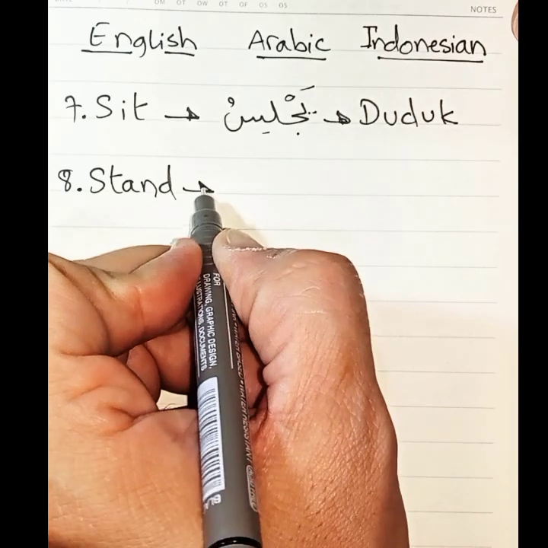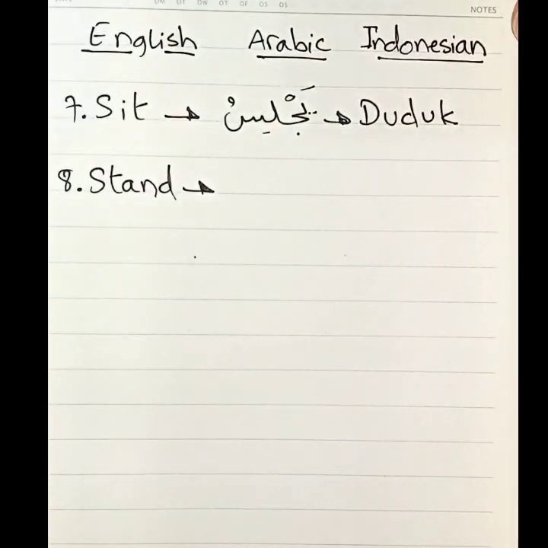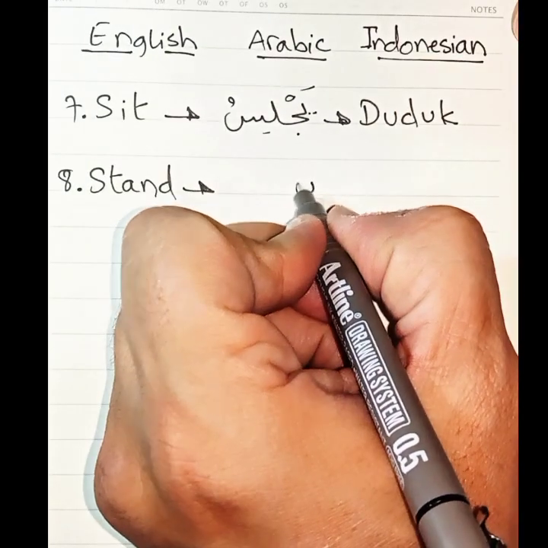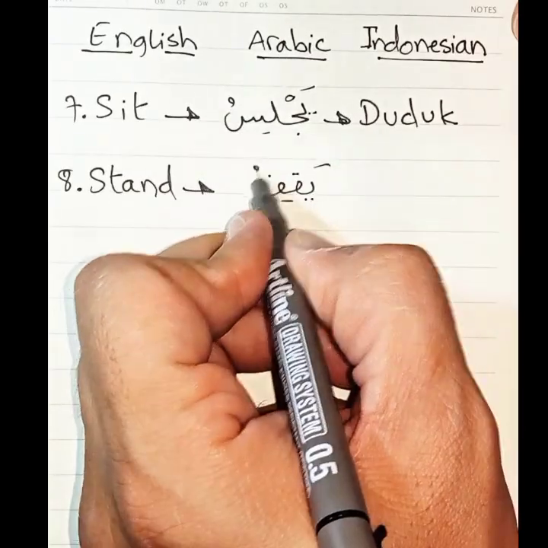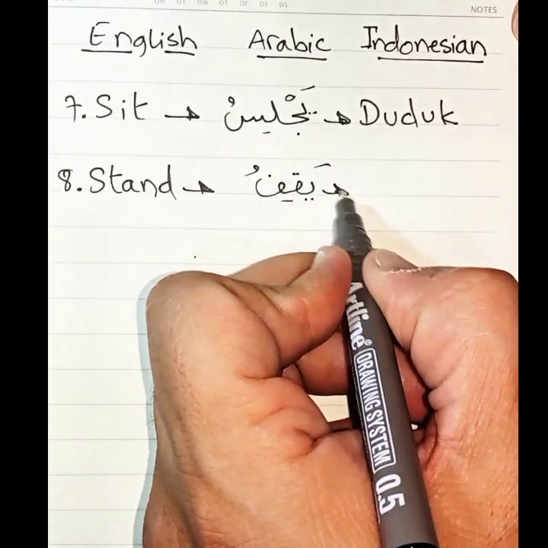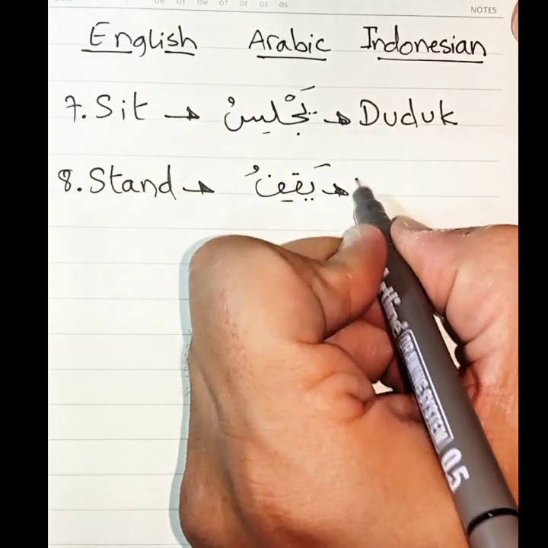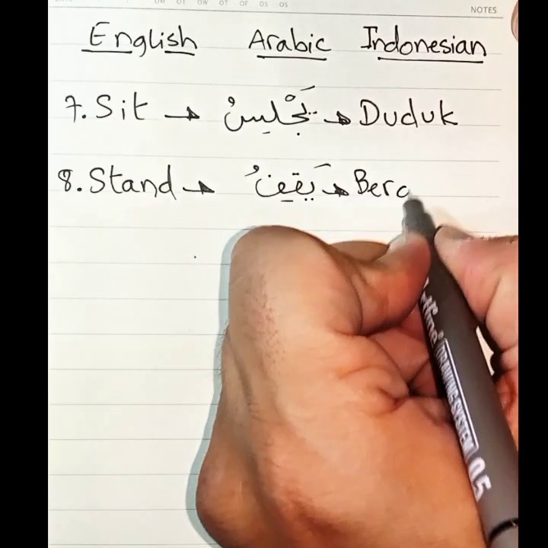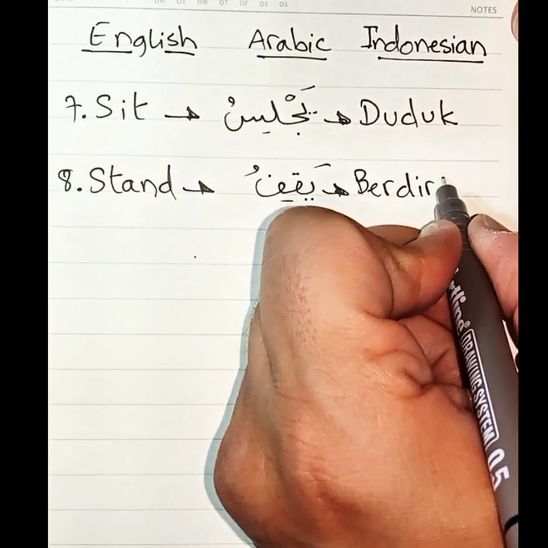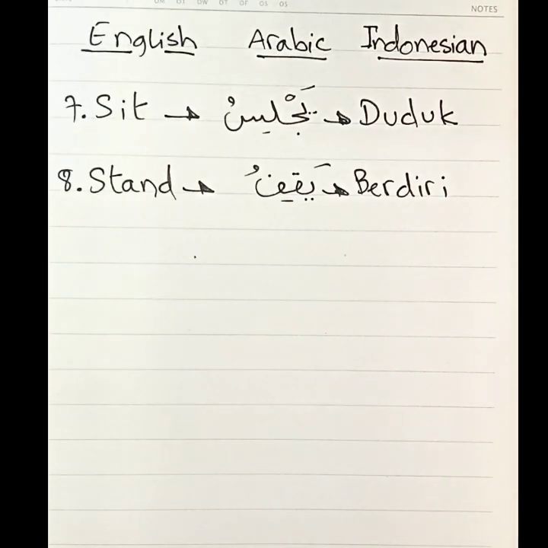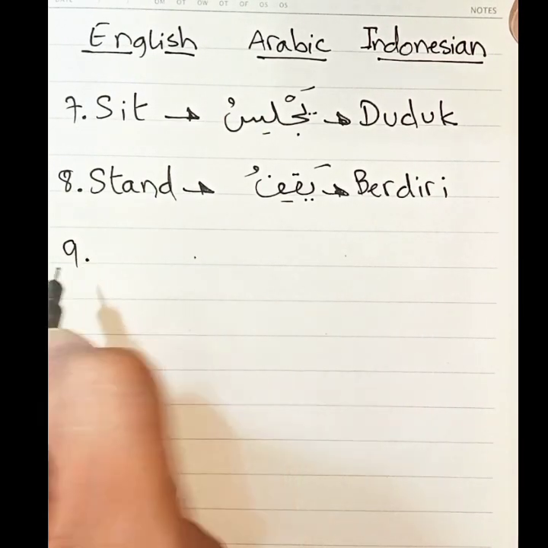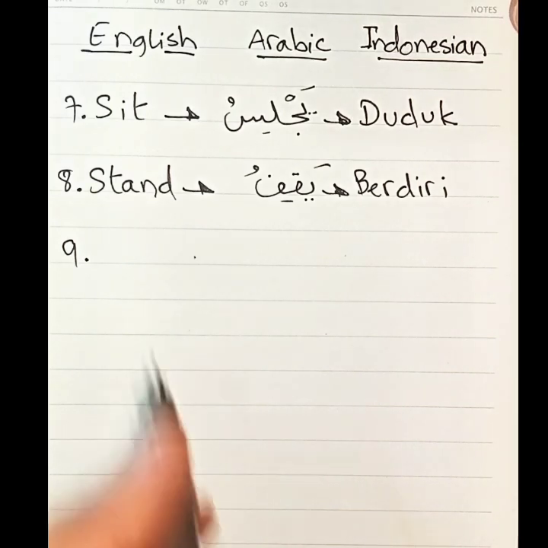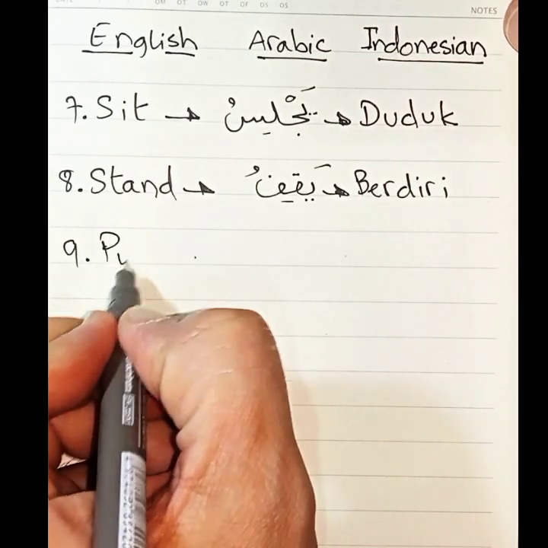What is the opposite of sit? It's stand. So what is stand in Arabic? It's yaqifu. What is yaqifu in Indonesian? It's berdiri. Berdiri. Duduk. The opposite is berdiri.